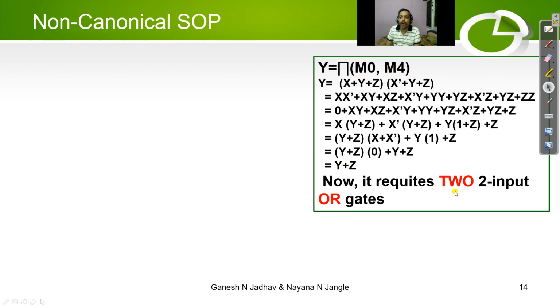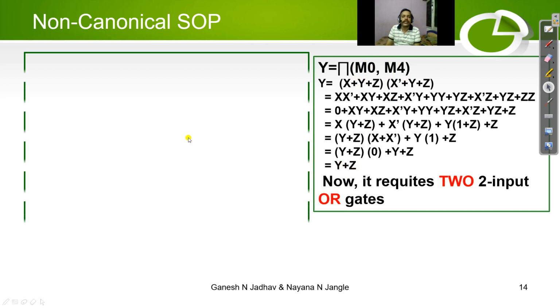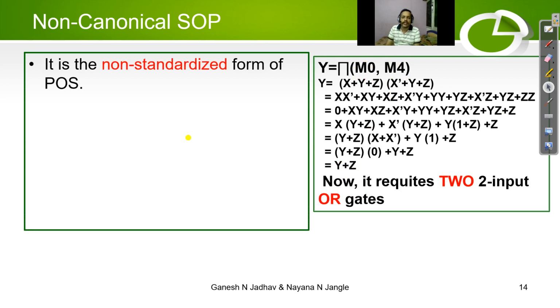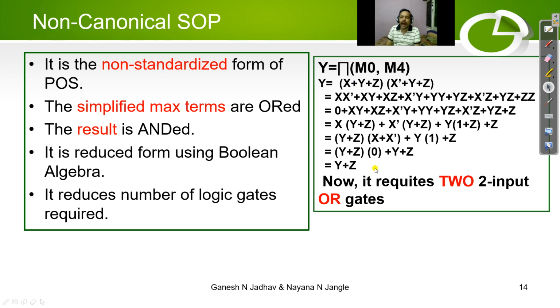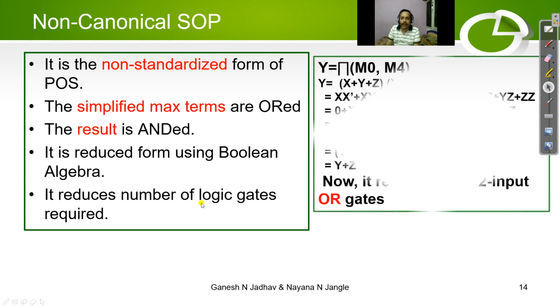Now it requires only a two-input OR gate. Hence it is called the non-canonical POS. It is the non-standardized form. The simplified max terms are ORed and the result is ANDed. So here no AND gate is required because the second term is absent. Only ORing is required. So this reduces the number of logic gates required.